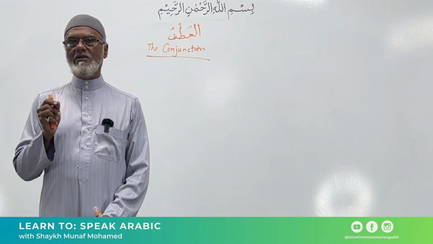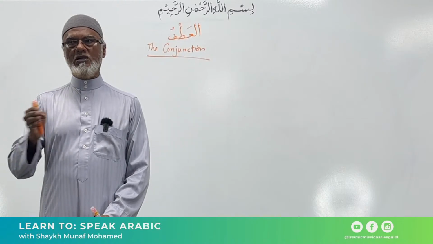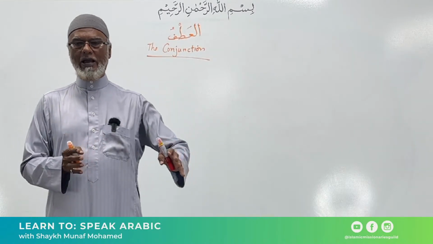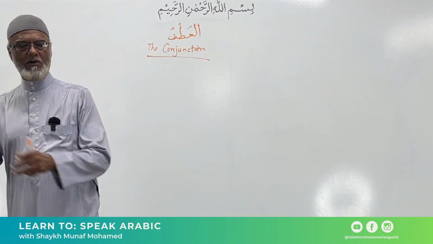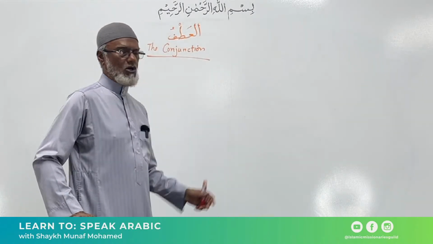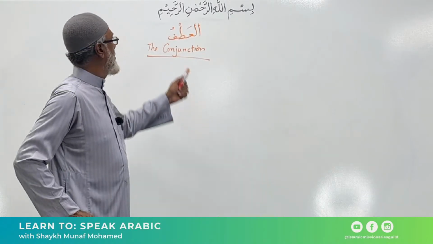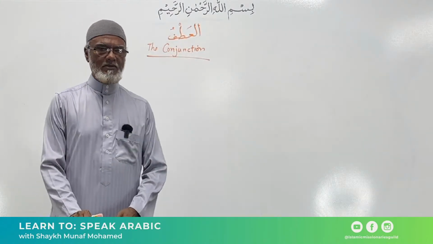So then is a conjunction joining the words together, and they're all attributed to the same action of what the first one did. All right, so that's really what a conjunction is. It's called atf.